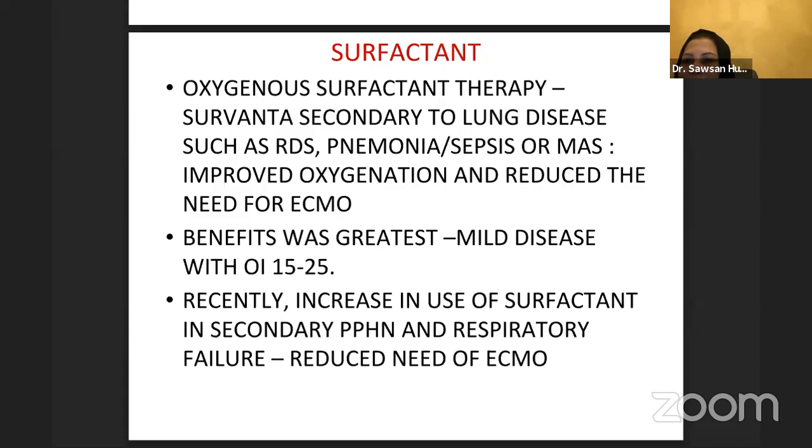What about surfactant? It's really a promising drug, because exogenous surfactant therapy for secondary lung disease such as RDS, pneumonia, sepsis, or even meconium aspiration syndrome improved oxygenation and reduced the need for ECMO, especially if it is given in the first 6 hours of life. The benefit of surfactant was greatest in mild disease with an oxygen index of 15 to 25. Recently, there has been an increase in the use of surfactant in secondary persistent pulmonary hypertension of the newborn and respiratory failure, which reduced the need for ECMO.